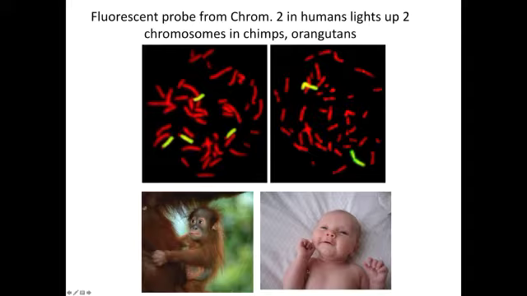On the right-hand side, we have this cute little baby. Some cells were taken from the blood, the chromosomes were stained, and you can see here's chromosome 2, one from mom and one from dad. But if you look at chromosome 2 from chimps or orangutans, you don't see this pair pattern. Here's chromosome 2 with this interesting red tip, and then there's another chromosome 2. So what is going on here? Do chimps and orangutans have two chromosome 2s?